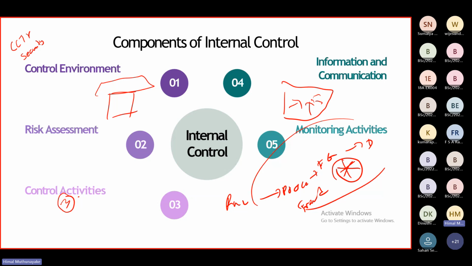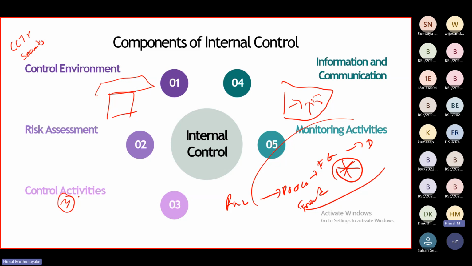So after assessing the risk at the second point, then only you need to establish the control activities. For example, you can have a CCTV camera because you are having the high risk. You can have a dog because you are having a high risk. But your friend, he only wants to have a door lock. That is his control activity. So based on the risk assessment, you can decide what control activity you require.